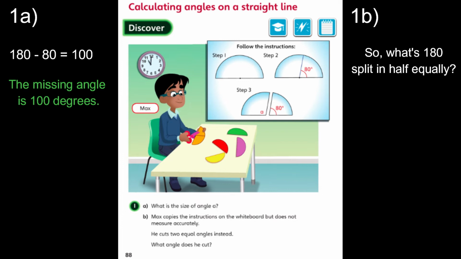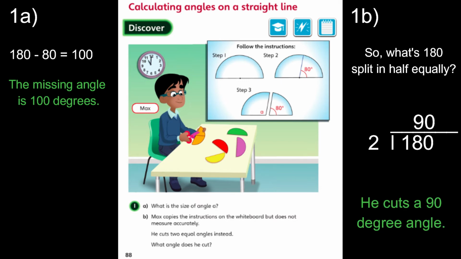So let's do that. 180 degrees divided by 2. 2 can't go into the 1, so I take 2 out of 18 and that goes in 9 times. How many 2's can I get out of the 0? None, so I put back my 0. So that means he cuts a 90 degree angle, or two 90 degree angles. And that makes sense because 90 plus 90 adds up to 180. Or I could think of it this way, 2 quarter turns make a half turn. So that's not too hard.